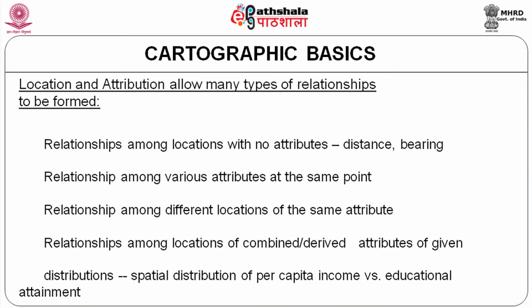So, we go for the bearing and the distance. These are two factors which we use, in which there will be no attribute information, but it will be just bearing and distance measured using your surveying methods. Once I get that, I just translate that onto a sheet of paper. So, we have to know what is the relationship between or among locations which has no attributes, various attributes at the same point. Just to try to understand this relationship among various attributes at the same point.